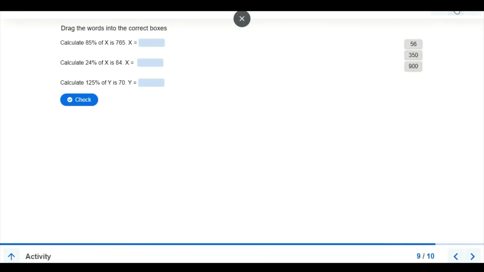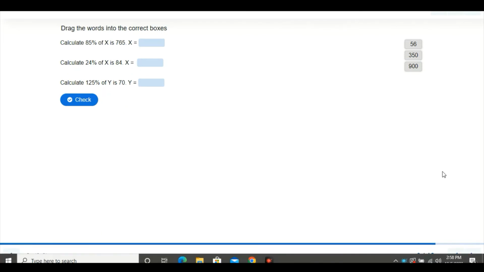Now we have an activity here. Quickly we are going to be solving these activities together and getting our answers. We drag the right answers in correctly. So let's solve the activities together.